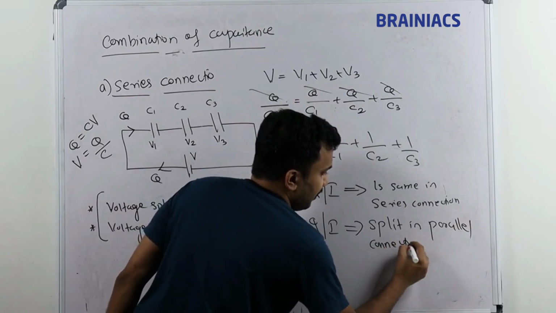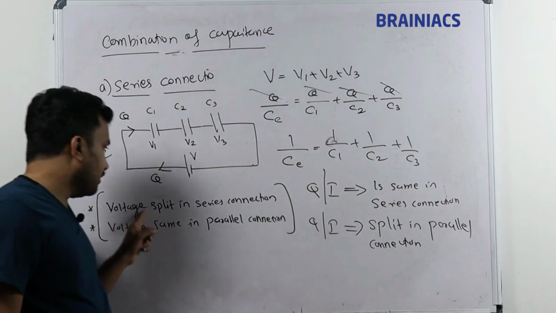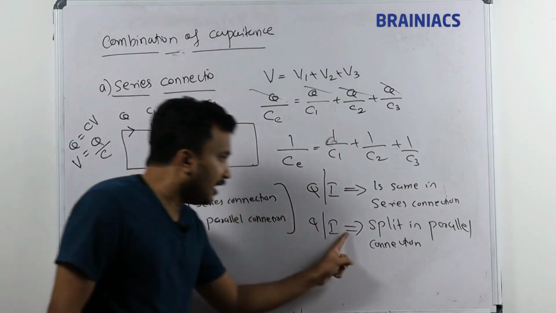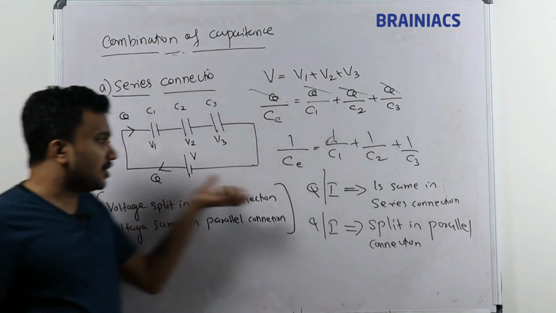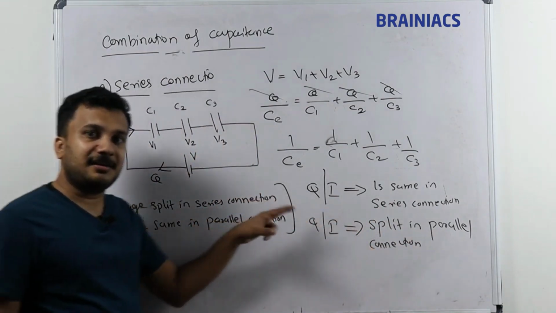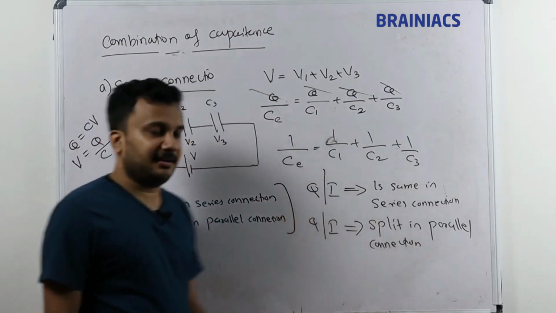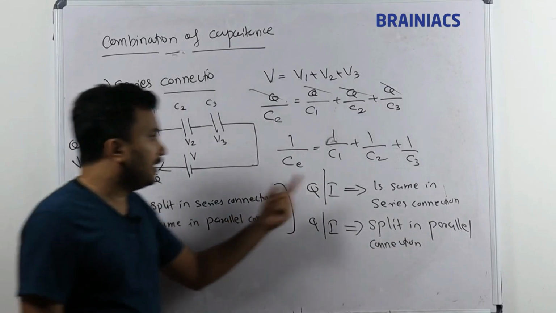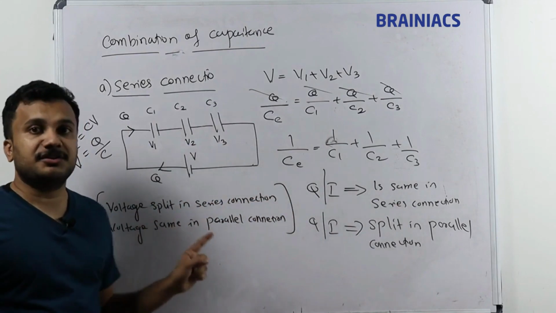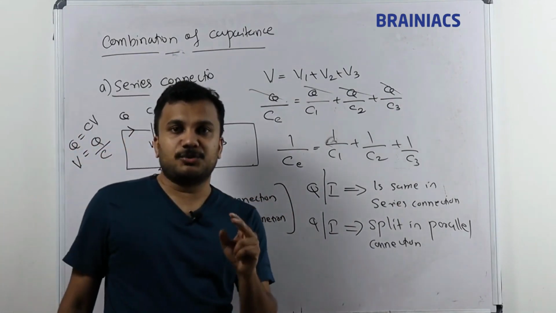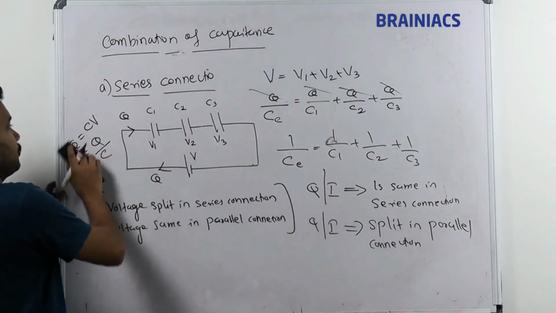So from these statements you can see they seem controversial. For example, voltage is split in series connection, but current or charge will split in parallel connection. Voltage is split in series, but current is split in parallel. Voltage is same in parallel, but current is same in series connection. These 2 points are really important as you go forward. Hope you understood the series combination.